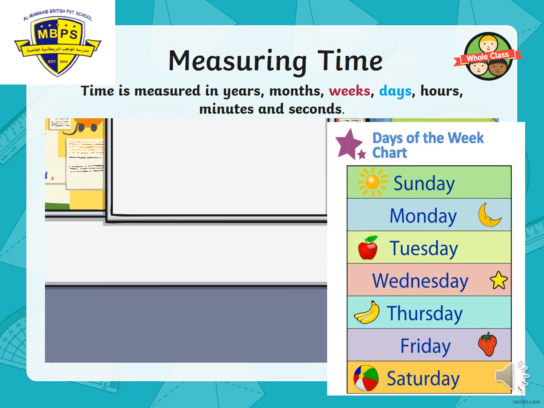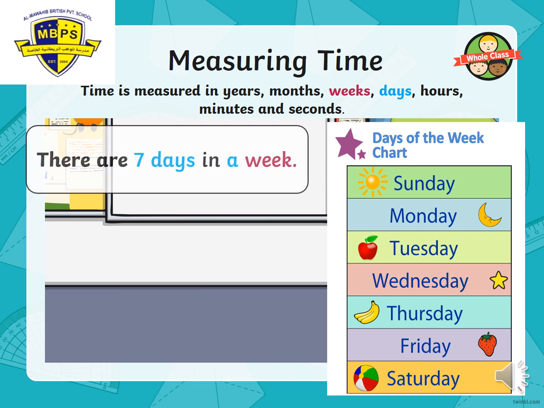Time also can be measured in weeks and days. Do you know how many days in the week? Very good. There are 7 days in a week. And in one day, how many hours? Very good. 24 hours in one day.